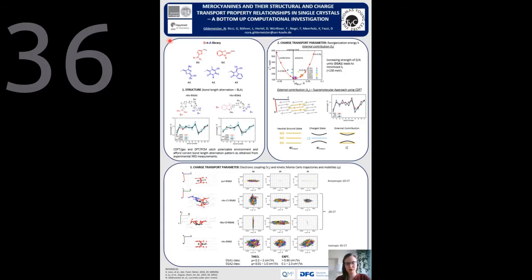Within my PhD project, I investigated a library of different merocyanines from combinations between these donors here and the acceptors here. Using a constrained DFT or PCM approach, I could reproduce the geometries of the merocyanines from the solid state. Further, I calculated the reorganization energies, and I get the lowest reorganization energies below 130 millielectron volts for a combination of D1A1.